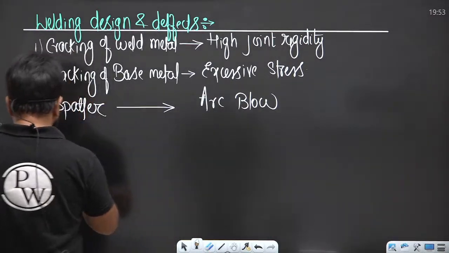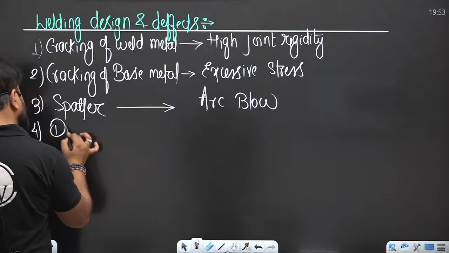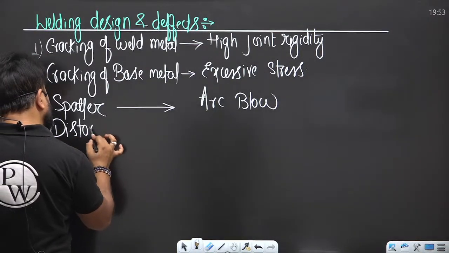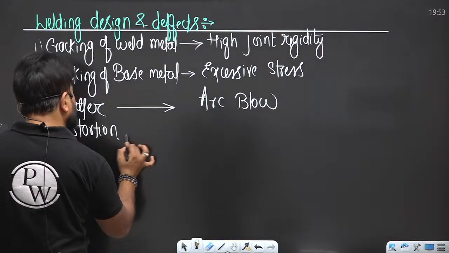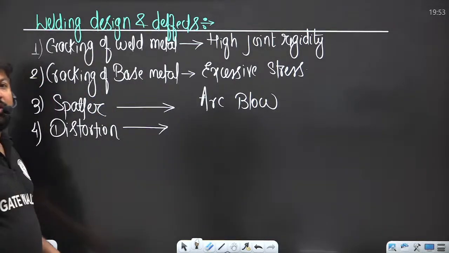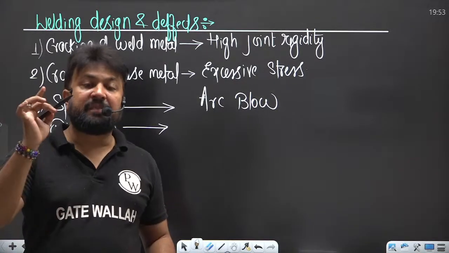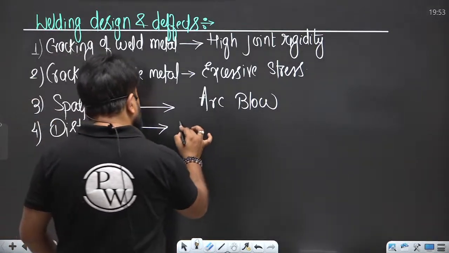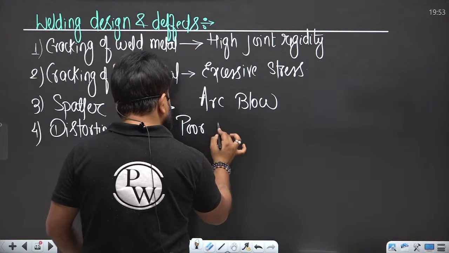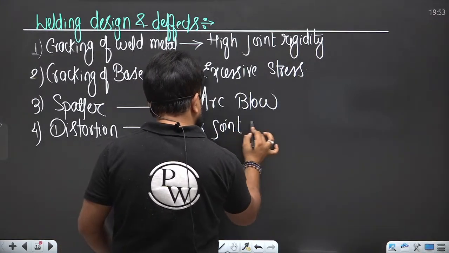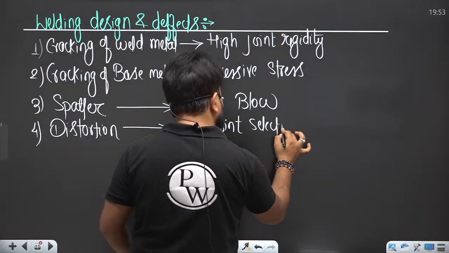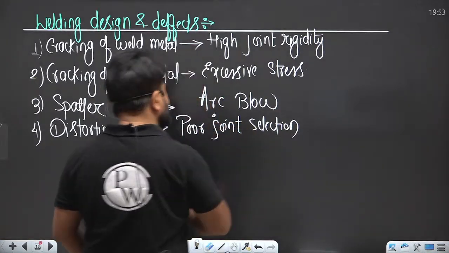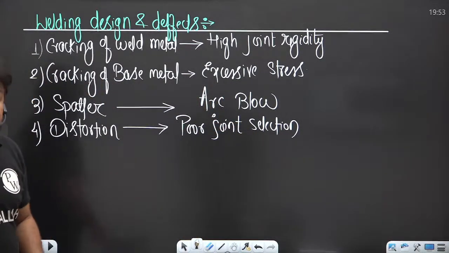The fourth defect is distortion. Why distortion? Distortion is because of poor joint selection.